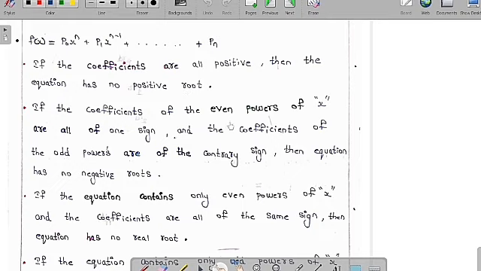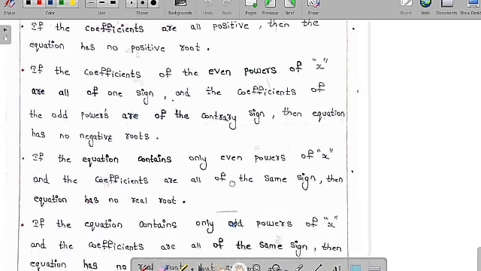If all the coefficients of the even powers of x are of one sign and the coefficients of the odd powers are of contrary sign, then the equation has no negative roots. See, I have already told you the same thing, just apply this property: the number of positive real roots is always less than or equal to the number of sign changes in f of plus x. Similarly, the number of negative real roots is always less than or equal to the number of sign changes in f of minus x. So by using this property we can easily figure out this rule.